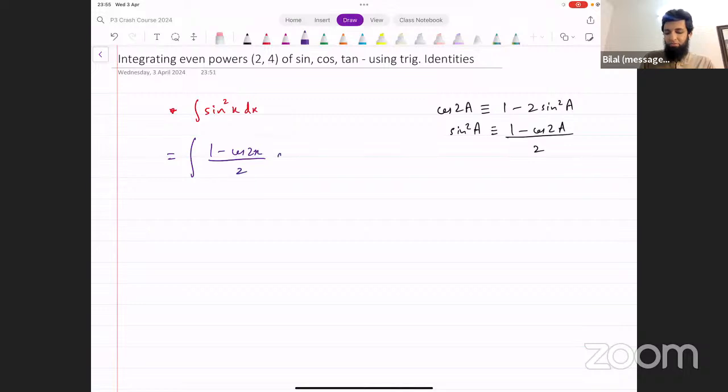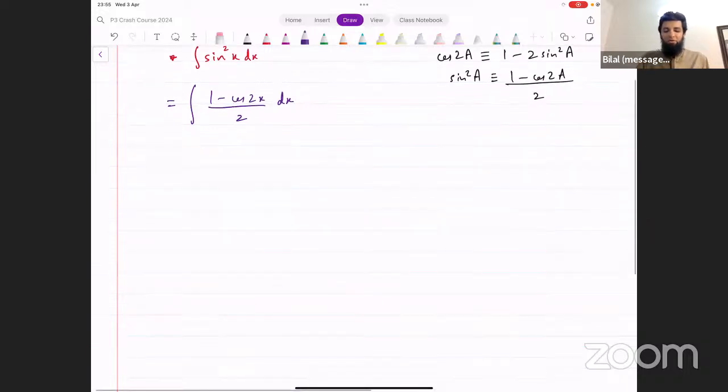divided by 2. And now you've gotten rid of the power. This is something that you can integrate. You can write 2 outside if you want. If you write 2 outside, it becomes this 1 over 2 outside. Inside, you're left with 1 minus cos of 2x integration of that.